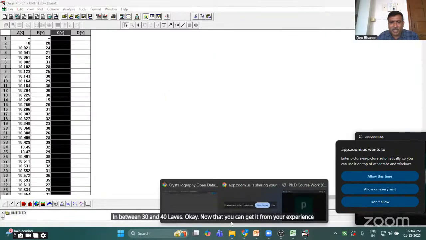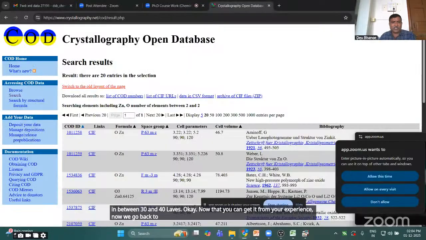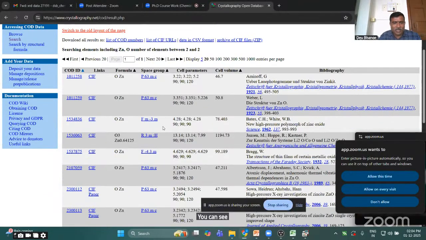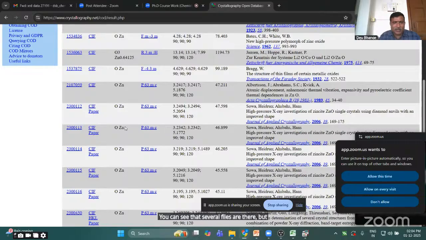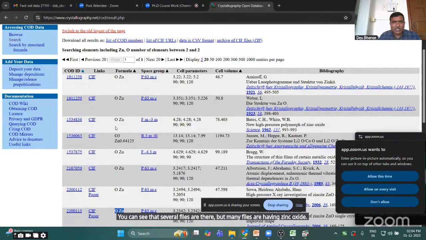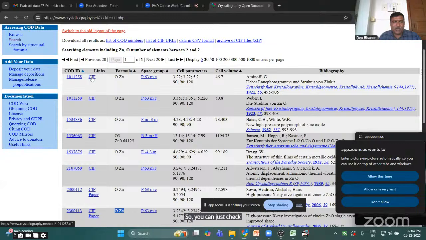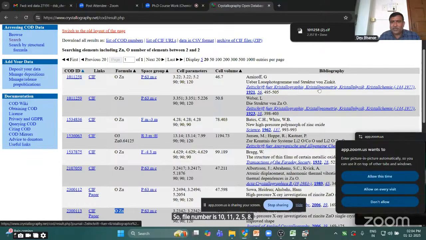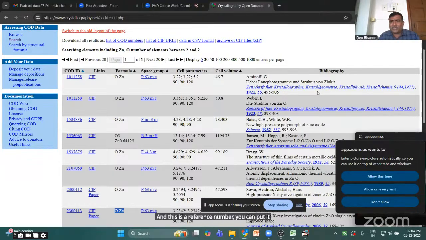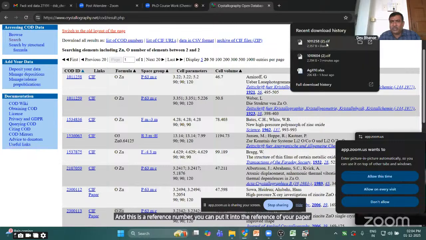Now we go back to this crystallography database, zinc oxide. You can see that several files are there, and many files have zinc oxide. So you can just take the CIF of one of them. I had taken this one. The file number is 1011258, and this is the reference number. You can put it into the references of your paper, so nobody will question you.